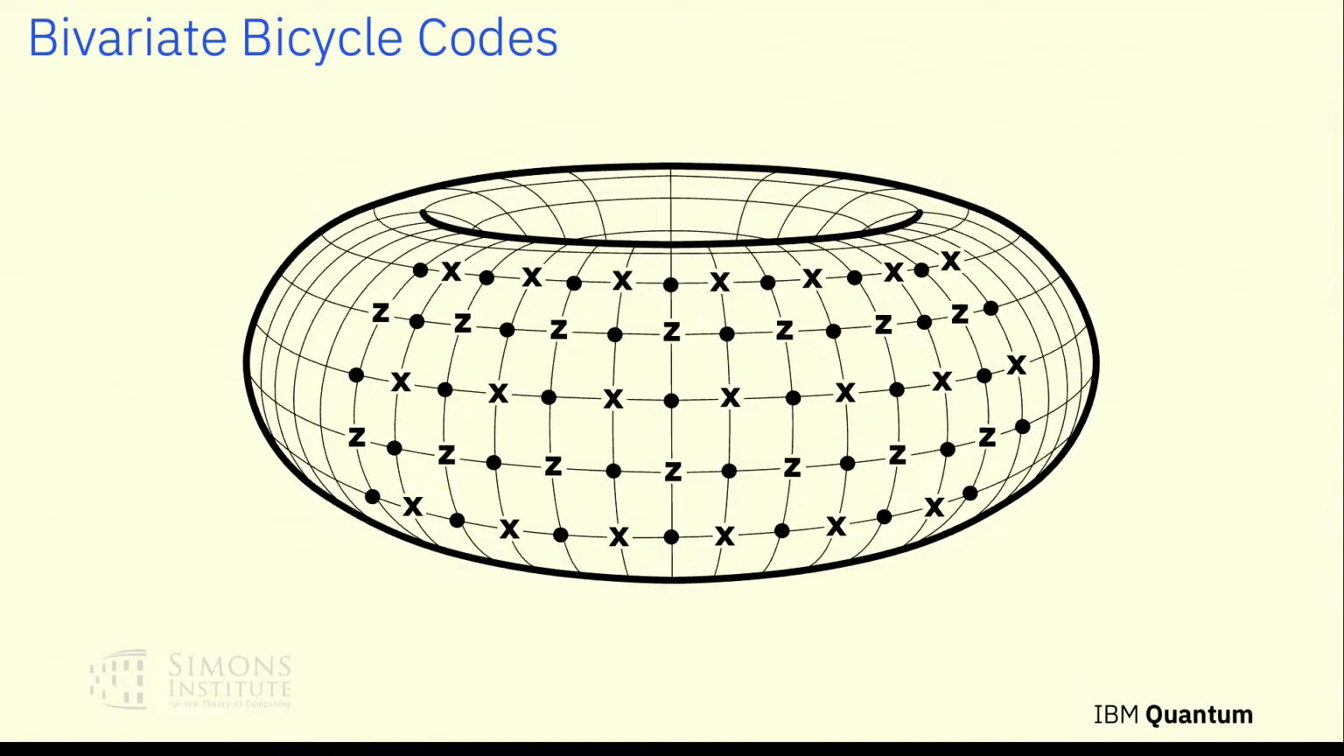And so I'm drawing the Tanner graph here. So for instance, at this moment, this check has just weight 4 because it's connected to these 4 qubits. And this is actually a picture of the toric code, which we're familiar with. But the bivariate bicycle codes take this a step further and add longer range connections to these checks and qubits.